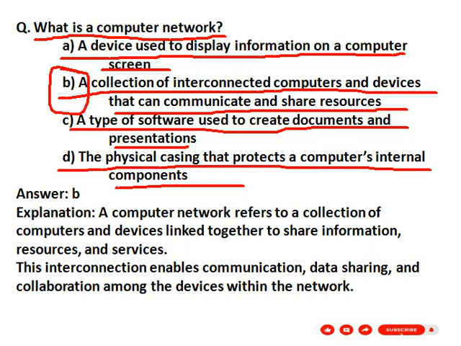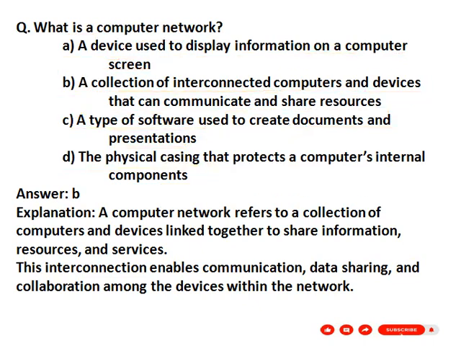We know that computer networks are the interconnection between two or more computers which are capable of exchanging information between them. See the explanation. A computer network refers to a collection of computers and devices linked together to share information, resources, and services. This interconnection enables communication, data sharing, and collaboration among the devices within the network.